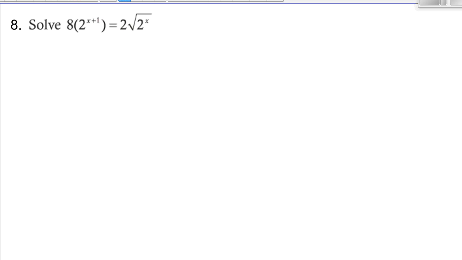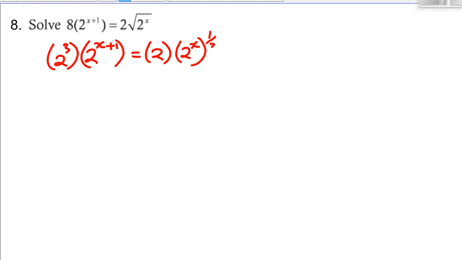Here is another question. Solve that. Now 8 is 2 cubed, so this question can be written as 2 cubed multiplied by 2 to the power x plus 1 is equal to 2. I just put it in brackets, and then 2 to the power x, to the power of a half. So here we are multiplying these. Now remember, this one here is the same as 2 to the power 1.